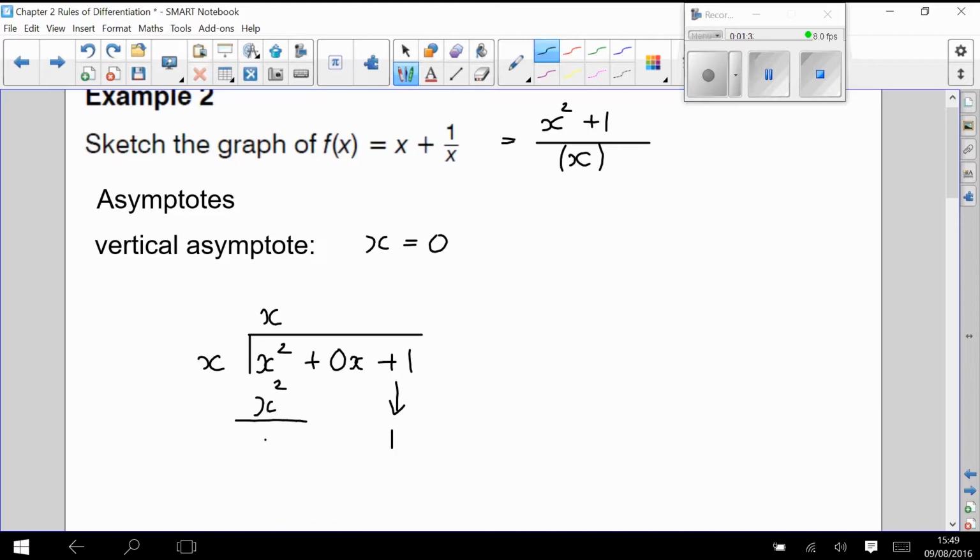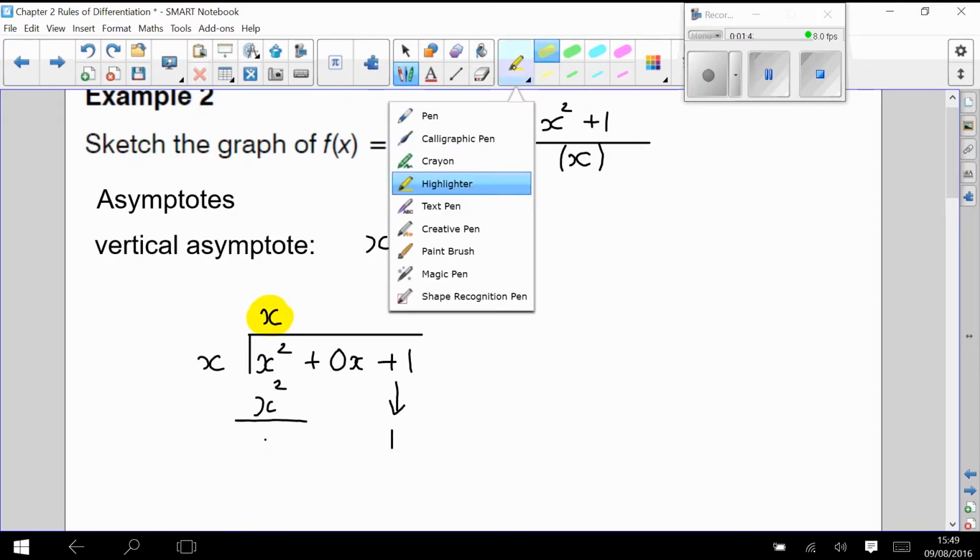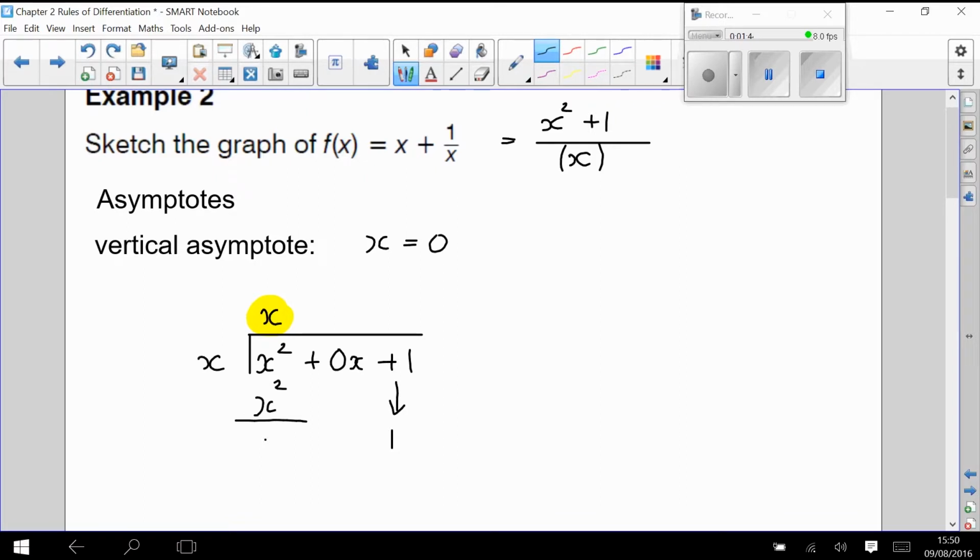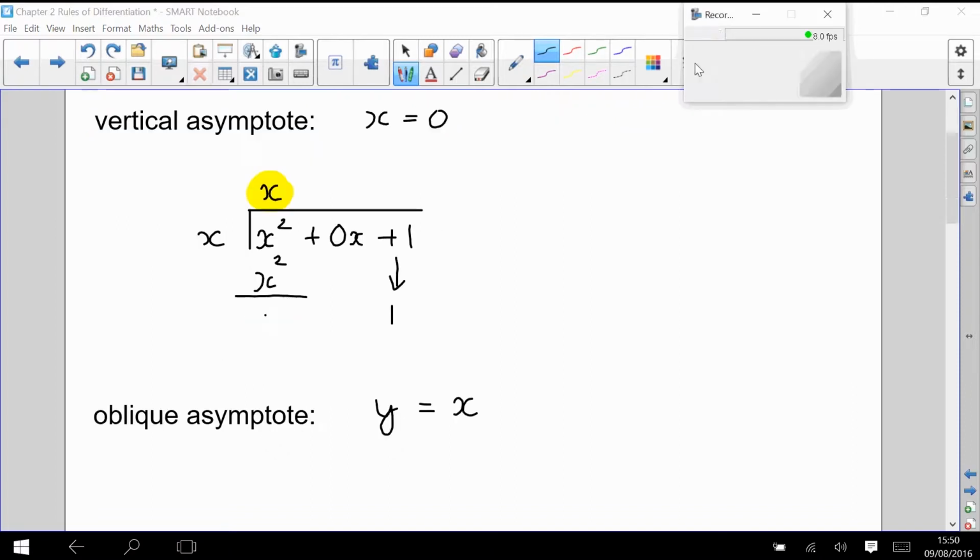Now x cannot go into 1 without a remainder. That means that I have already found the oblique asymptote. The oblique asymptote is going to be when y is equal to x. As there's no x in my remainder, I will not cut my oblique asymptote.